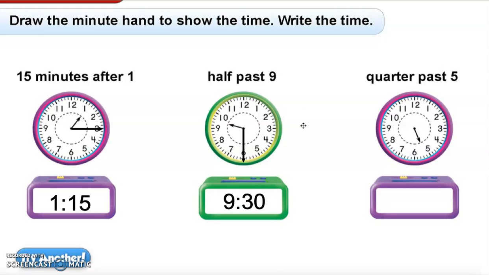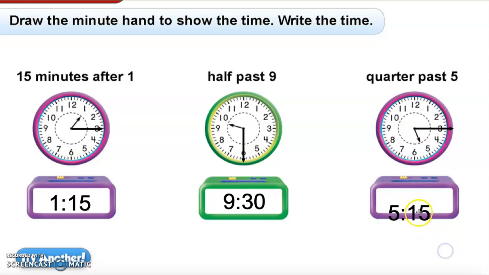And then 5:15. So remember, for 5:15, I want to almost partition my clock into fourths, and I want to show 1/4 like I did here, right? So I'm going to put that minute hand on the 3. So we know that the hour is 5 because the hour hand is in between the 5 and the 6, and then we're just going to count our minutes. 5, 10, 15.